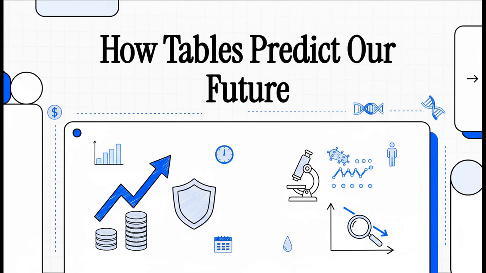Welcome to The Explainer. Today we're going to talk about something fascinating: these surprisingly simple tables that predict our future. I'm talking everything from how a company can promise you a pension for life all the way to how we track and fight global diseases.